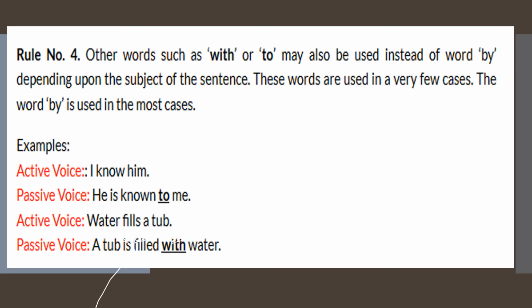Next is water fills a tub. A tub is filled with water. In this sentence, water is the subject, tub is object, but when we will change the active into passive, we will use first the word a tub and then is filled. Third form of verb will be used of fill, and then with water, not by water, because it would not make any sense. So it all depends upon the subject of the sentence.